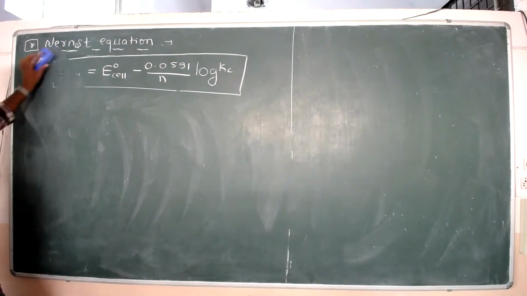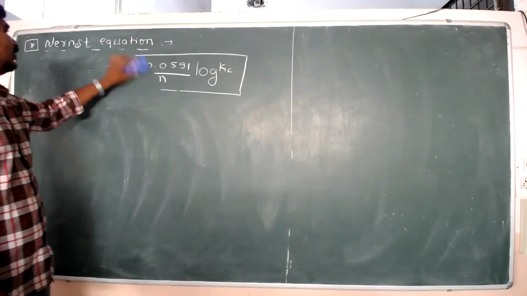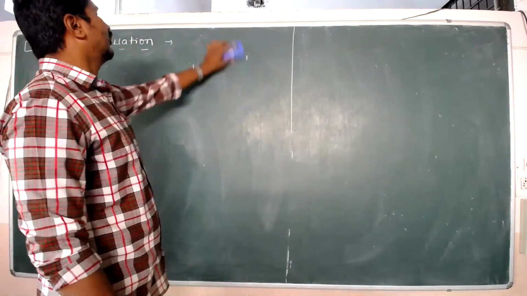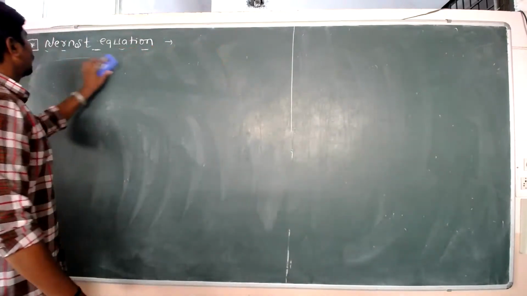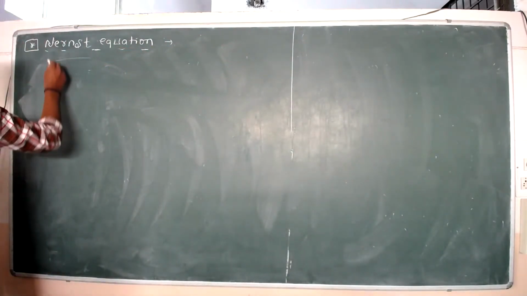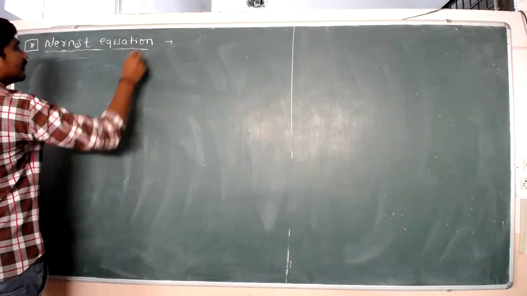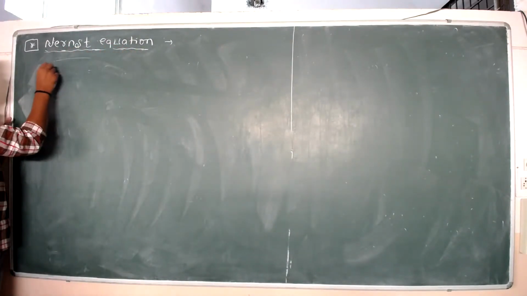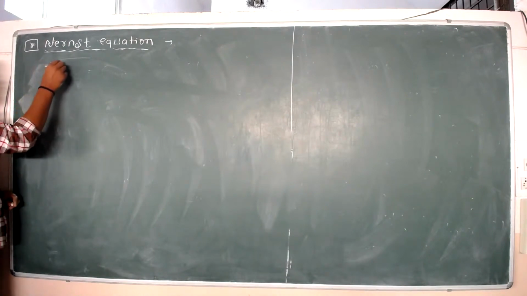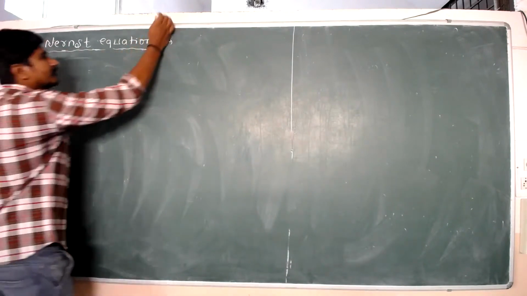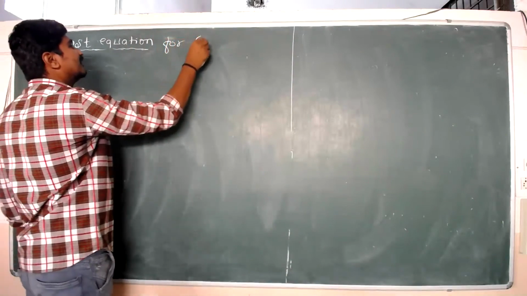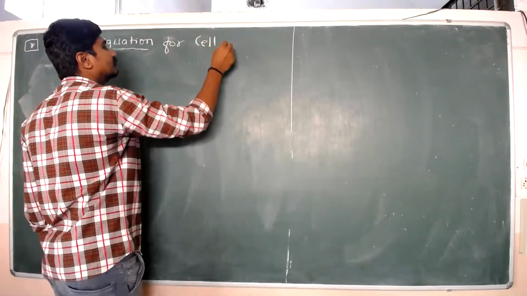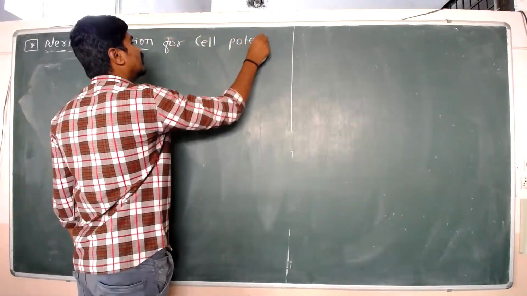Now I am removing this one. Just remember this equation: E cell is equal to E naught cell minus 0.0591 by n log Kc. Now I want to derive the Nernst equation for the complete cell, that is, the Nernst equation for cell potential or EMF.